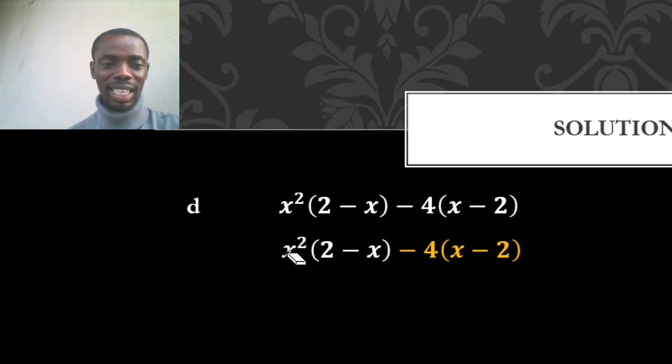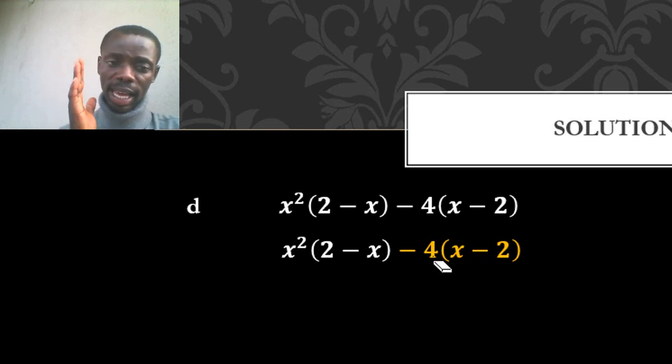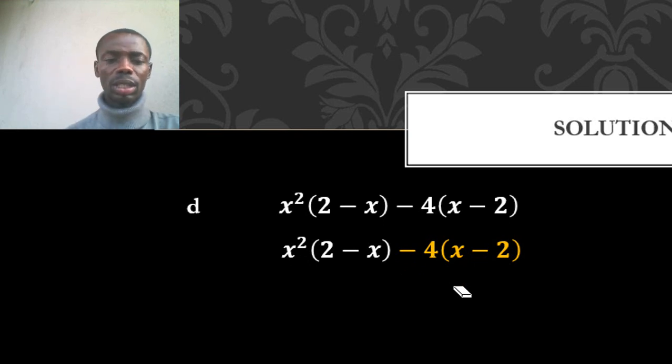Alright, I'm having an x squared here multiplying 2 minus x. Here I'm having a minus 4 multiplying x minus 2. So, does it look like we have anything in common based on what we've been doing before? Of course no. We don't have anything in common. Here is 2 minus x, here is x minus 2, here is x squared, and here is 4. Nothing in common.